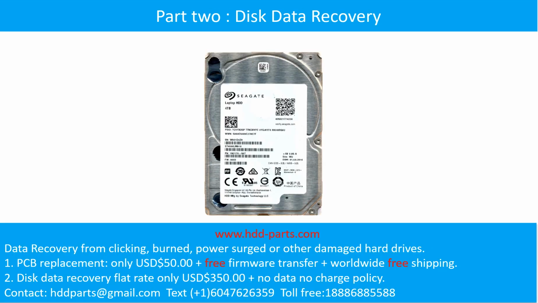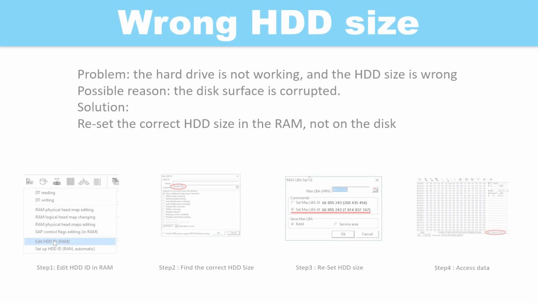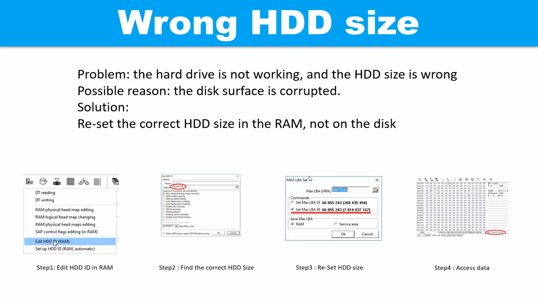Part 2. Disk data recovery. Wrong hard drive size. Problem: the hard drive is not working and the hard drive size is wrong. Possible reason: the disk surface is corrupted. Solution: reset the correct hard drive size in the RAM, not on the disks.